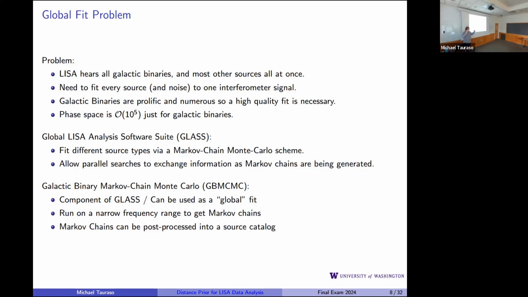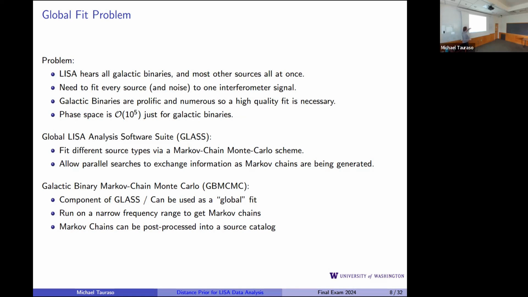So the basic answer to this problem that is currently being looked at is the global LISA analysis software suite, and I ended up working on a component of this. What we do is a global fit using a Markov chain Monte Carlo scheme. The global fit has multiple parallel searches going for individual different source types. Those source types exchange information about what their current best modeling of the situation is as the Markov chains are being developed. So every source fit affects every other source fit, and you're exploring this very high dimensional space.